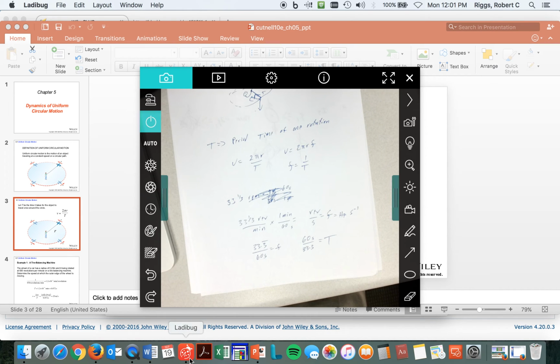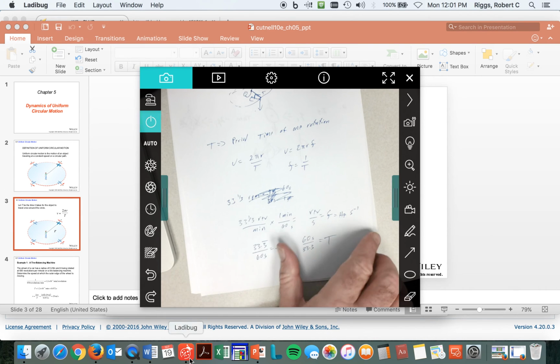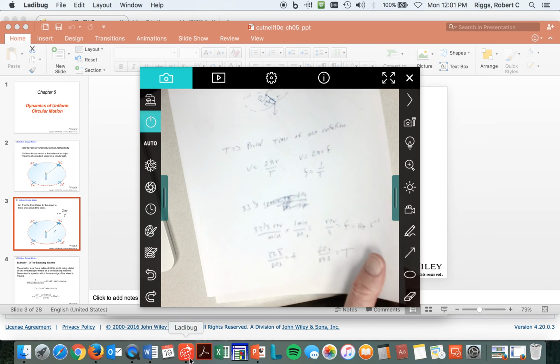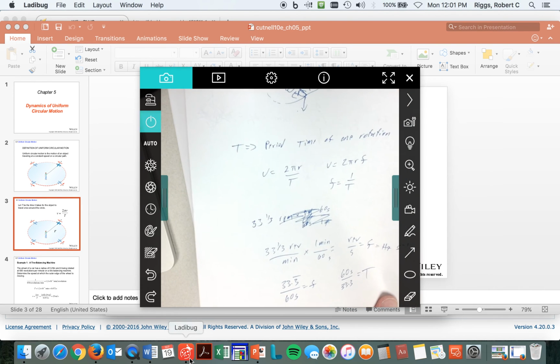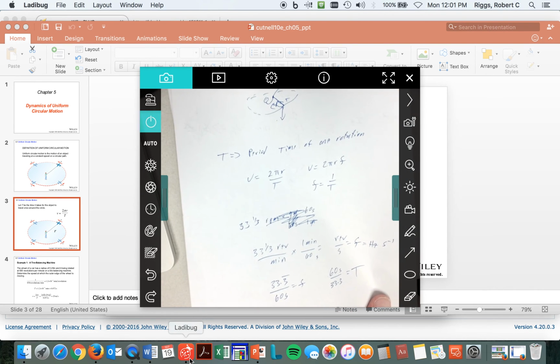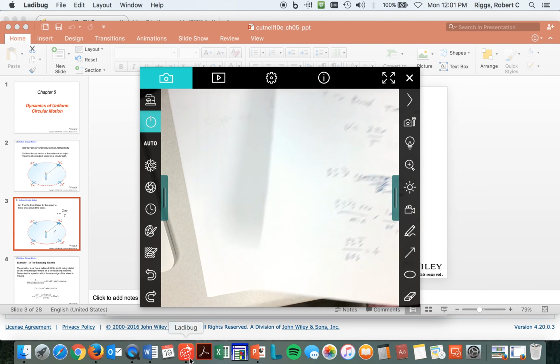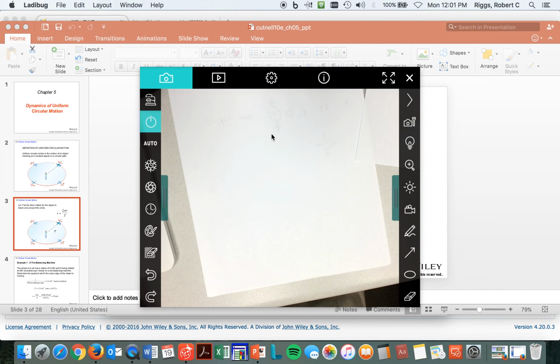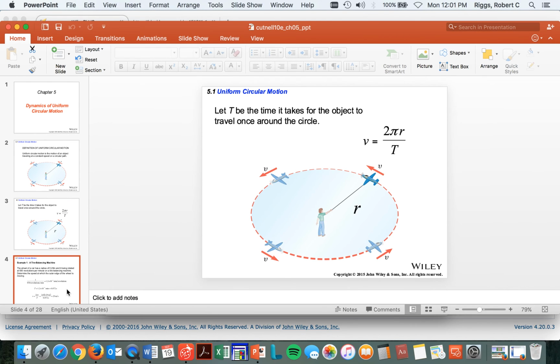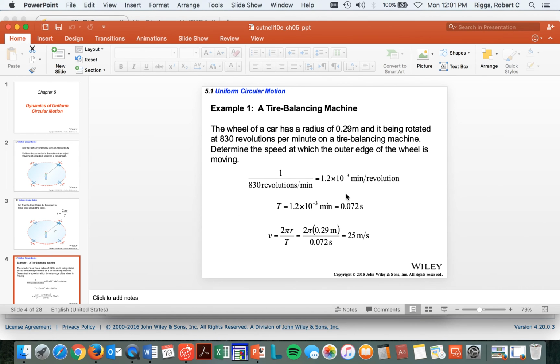Those of you in biology and going into medicine, anytime you use a centrifuge, they rotate about 12,000 revolutions per minute, or 2,000 revolutions per second. Okay, so here we go.